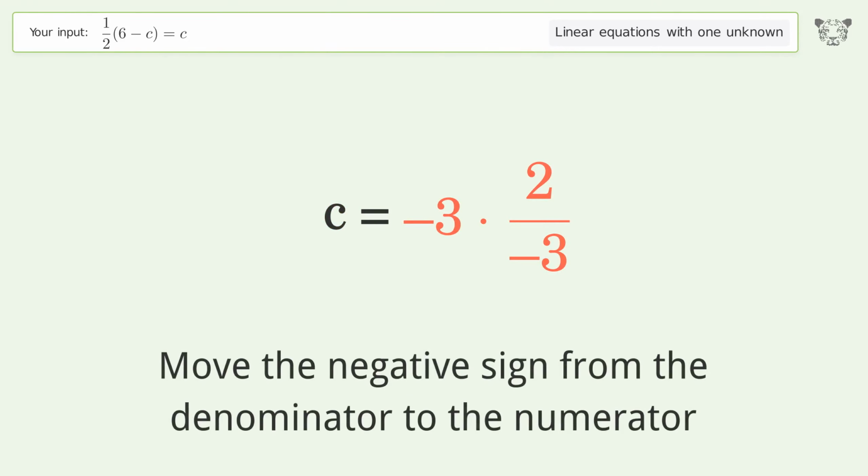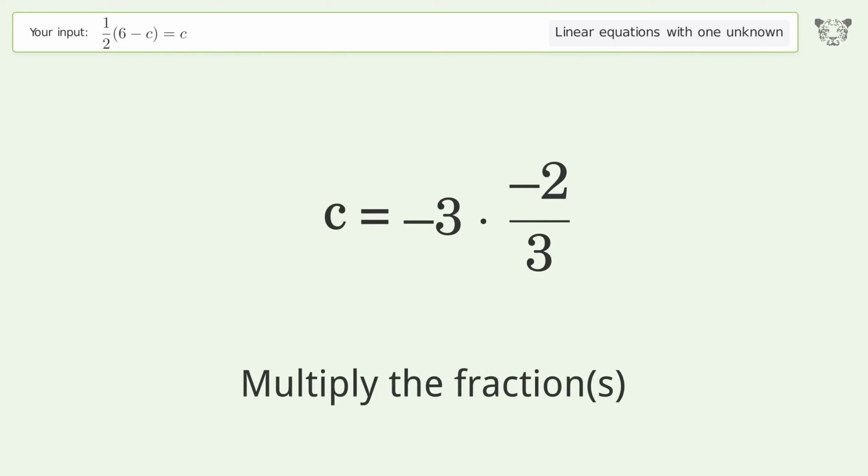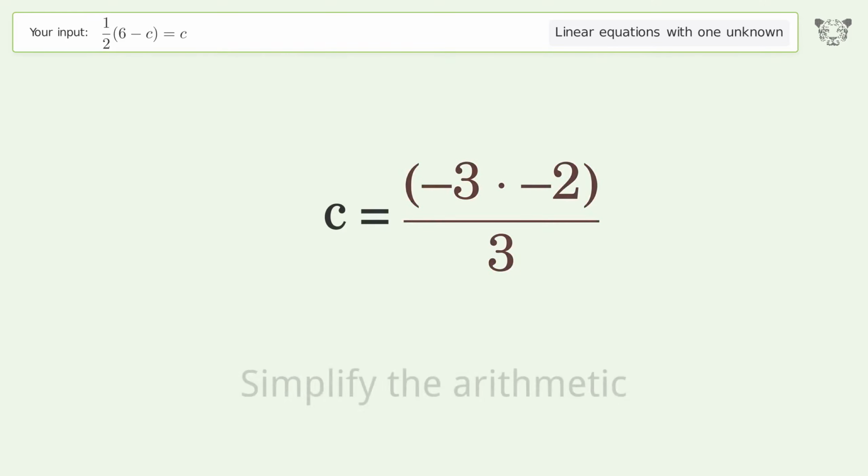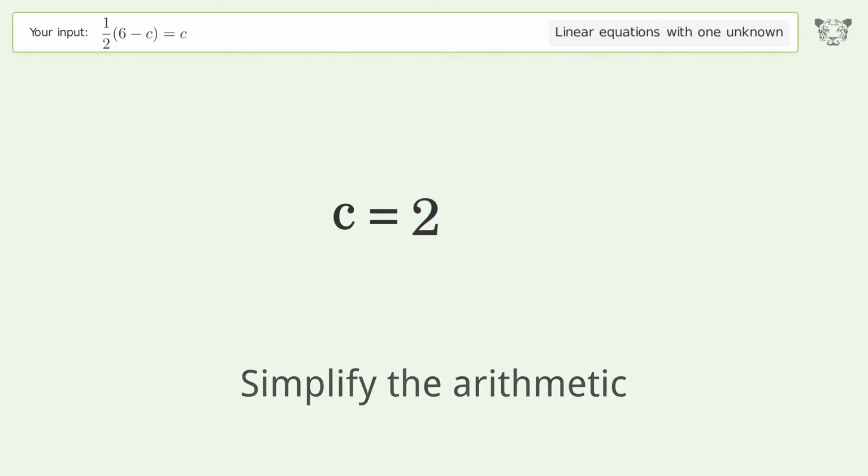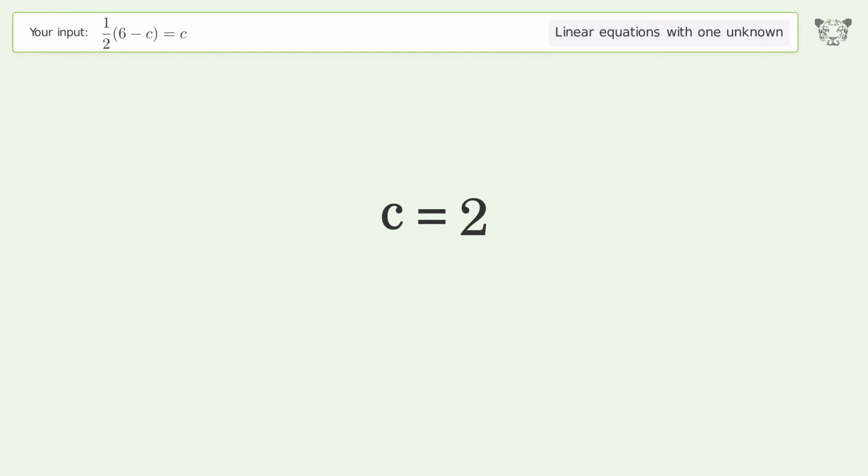Move the negative sign from the denominator to the numerator. Multiply the fractions. Simplify the arithmetic. And so the final result is c equals 2.